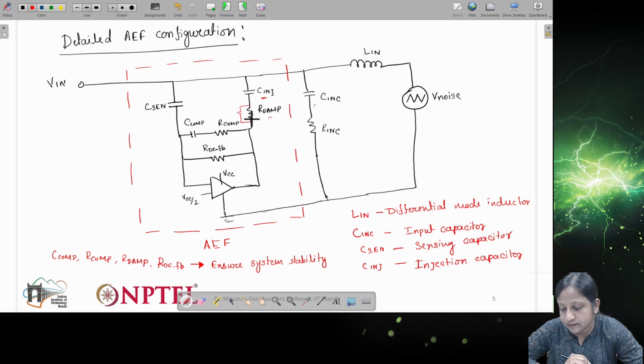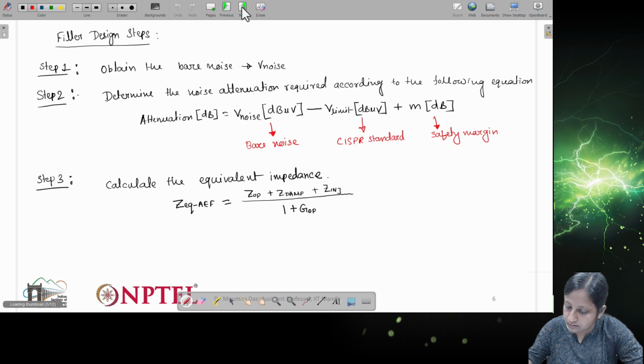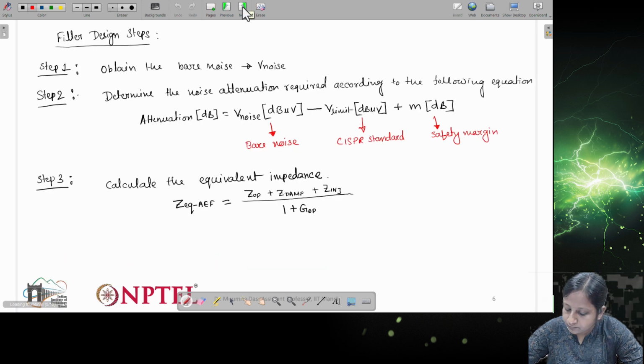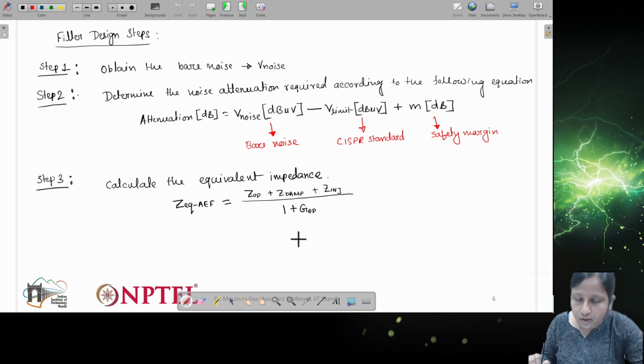And this comes, so basically output is already there. You can say this output Z is with respect to these C and R components. Now comes the gain of the op-amp. That comes from the op-amp part itself, right? So all these components, all this resistance and capacitance, will give you the equivalent impedance of the active EMI filter. Now you have the equivalent impedance, right?